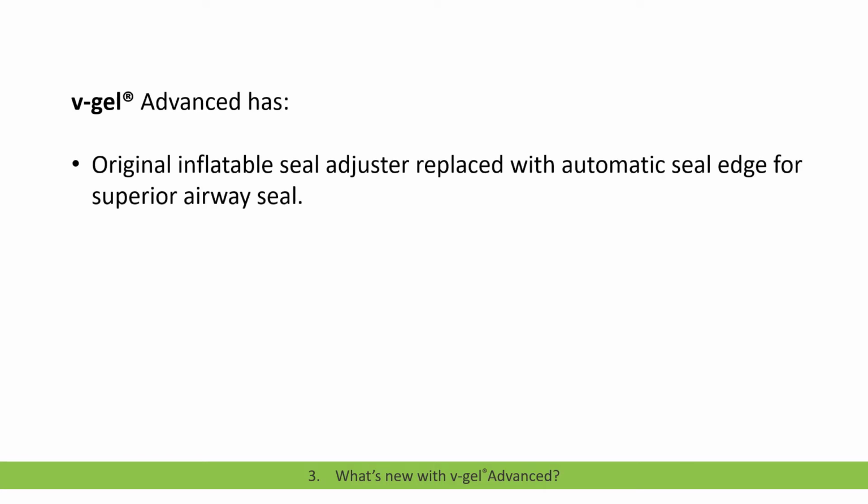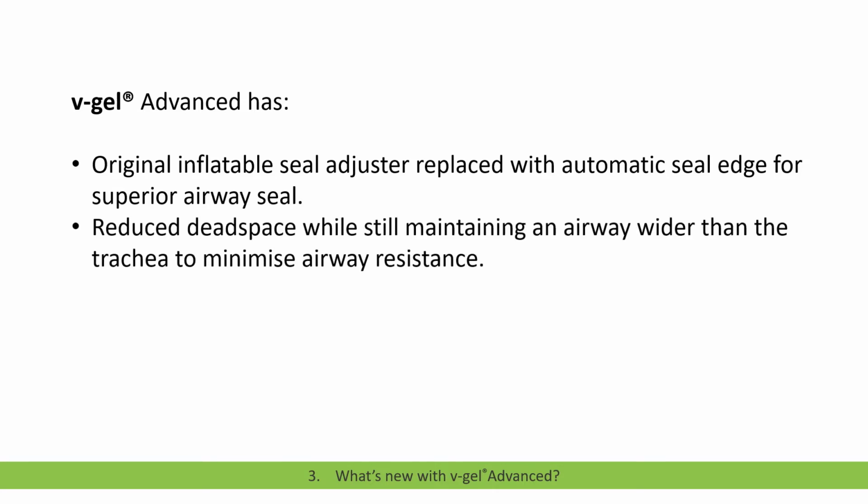The new VGel advanced devices have a number of different changes. You'll notice that the original inflatable seal adjuster from the standard VGels has now been replaced with this flexible seal edge, and that automatically adjusts for different pharyngeal sizes, and that will give you a much better airway seal than you were getting with the inflatable seal adjuster, and of course it's much easier to use. You don't have another thing to worry about.